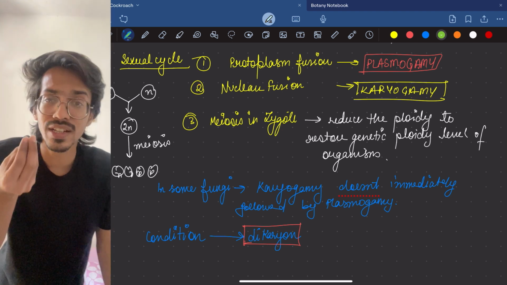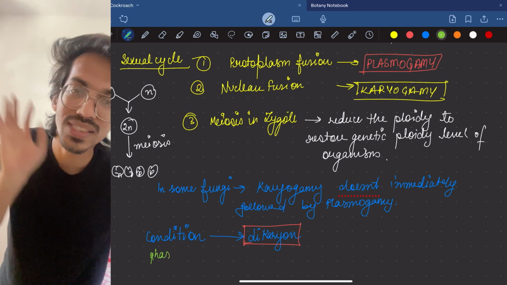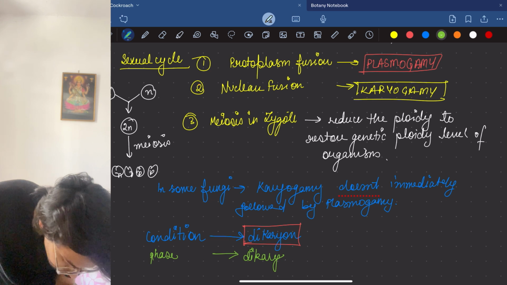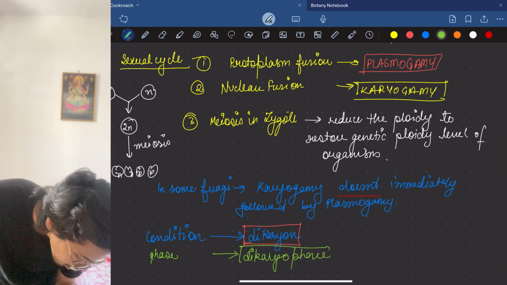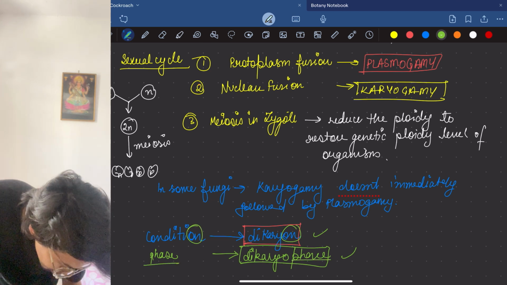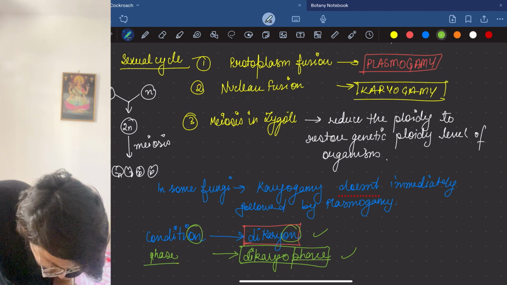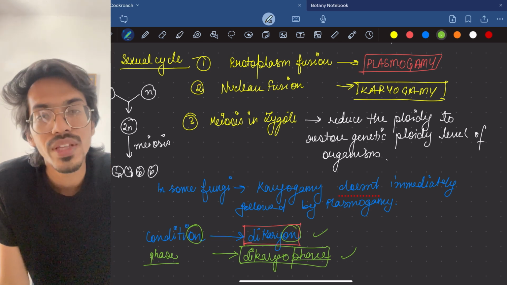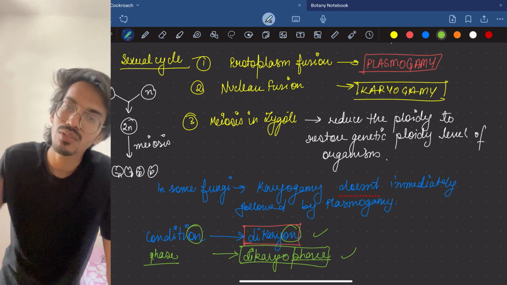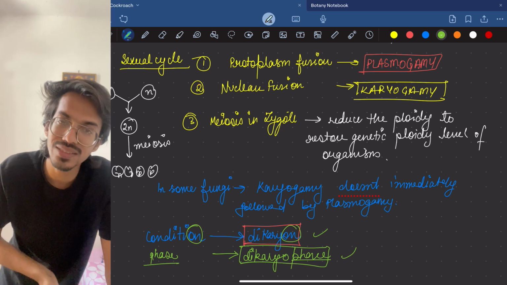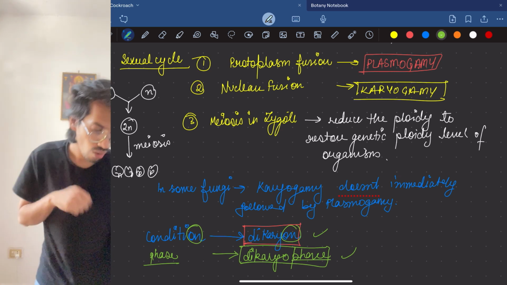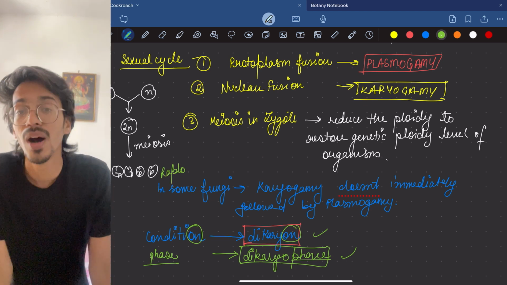It will occur for a little period of time, like puberty is a phase, adolescence is a phase. Same here, this is also a phase, the dikaryon phase. So remember these two things: condition and phase. In some of them karyogamy does not take place immediately, so they wait. Taking the wait time, we call this stage the dikaryon phase. Now this is all about these things.